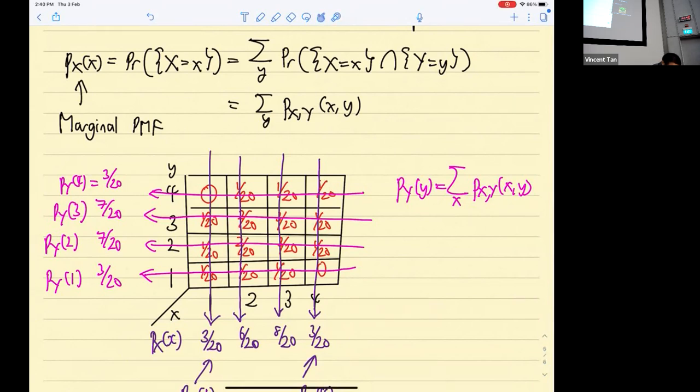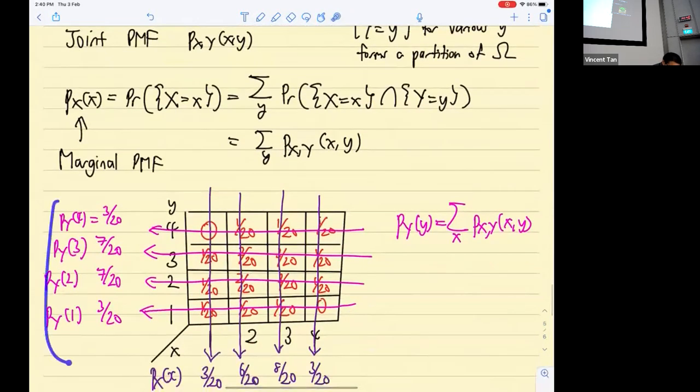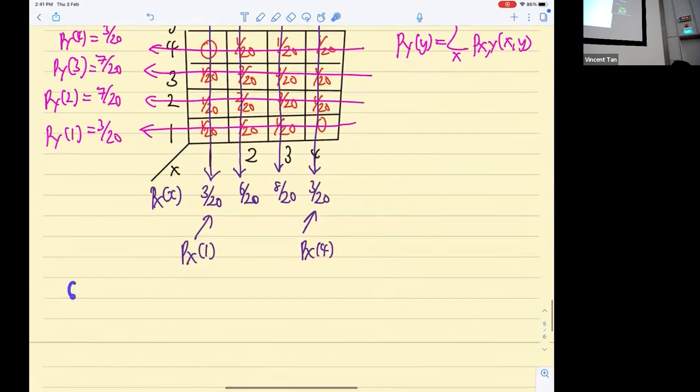And here I'm basically implementing this formula. So that's how we recover the marginal probability mass functions. Now, after we have done this calculation, how can we check that we are correct? How can we check that the magenta numbers are correct? Yes, superb. We can check that the sum over all possible values of y of P_Y of y is 1.